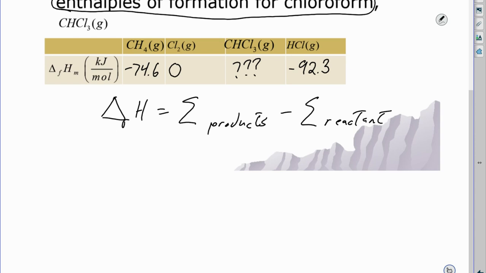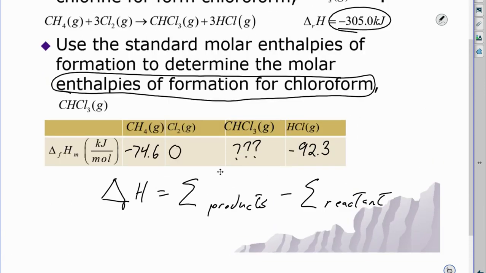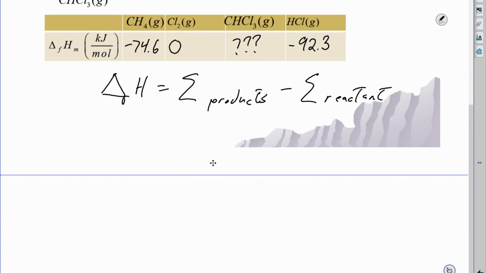Now, first of all, this is a level of excellence question because you have to read. This is what we don't know. We know everything else in this concept that I've got written. Forget what the number is. So we have negative 305 kilojoules. Was it 0.0 or was it something else? Okay.